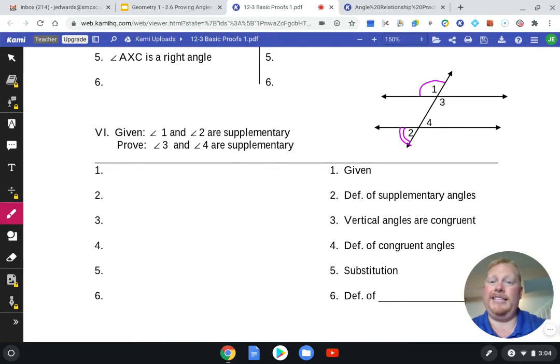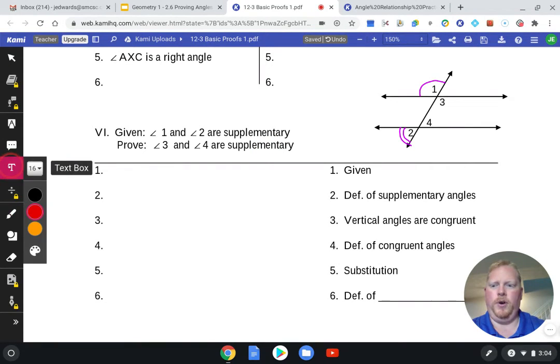Now, because they're not the exact same, I'm not going to put a single arc here and a single arc there. I put a single arc here and a double arc to indicate that I don't know that they're the same. Okay? I'm just highlighting them. Okay, so we know that those add up to 180. Prove that 3 and 4 are supplementary. Okay? So let's go ahead and go through our proof.